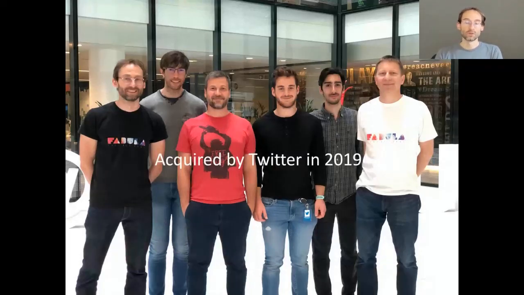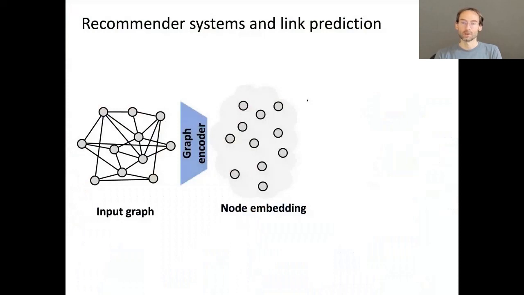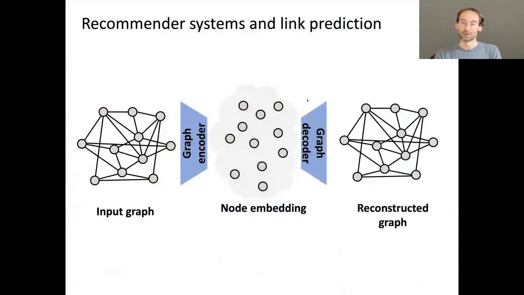At Twitter, one of the obvious things where these methods can be applied are recommender systems. We can create graph embeddings where we represent nodes as vectors in some high-dimensional space. And then, for example, we can try to build the graph back from these representations. So it's kind of an auto-encoder architecture for graphs. These representations can be used to predict, for example, whom to follow or which content to suggest to a user.